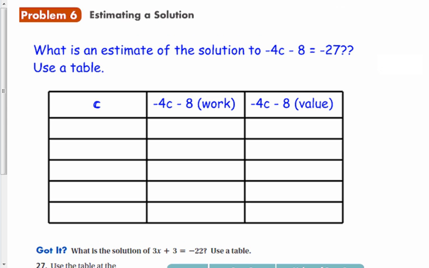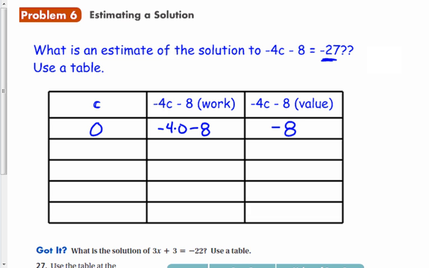All right, estimating a solution. Sometimes when we're working with a table, we don't get an exact solution, and we don't always need an exact solution. So we're just going to estimate a solution for this. And I'm going to pick some convenient values like 0. 0 is pretty easy to work with, and we can get an idea right away where we're at in this equation. So we want it to equal negative 27. When c is 0, I plug 0 in here, I get negative 4 times 0, 0 minus 8 is negative 8. So that's not right.